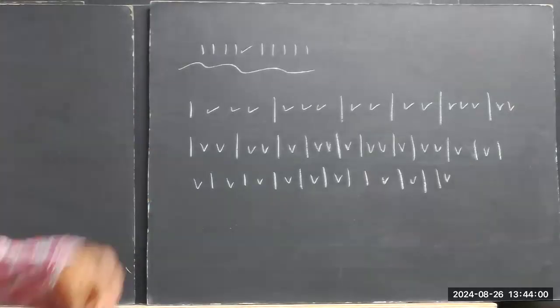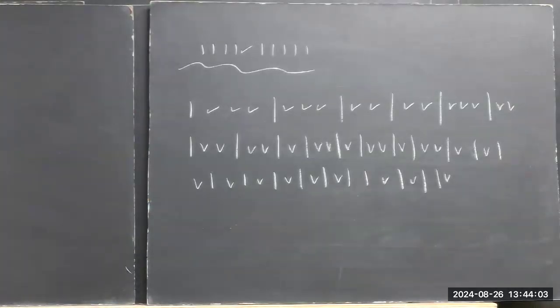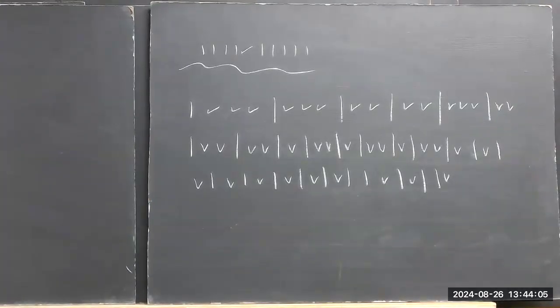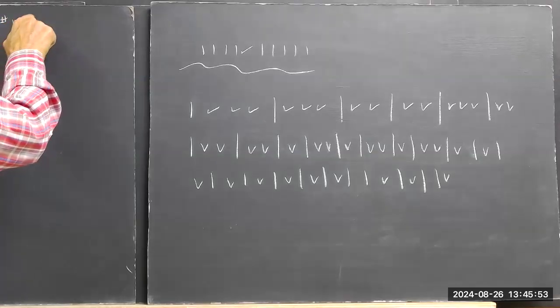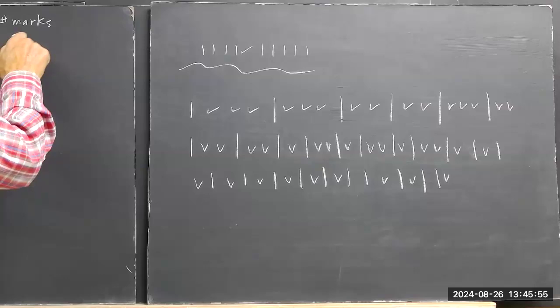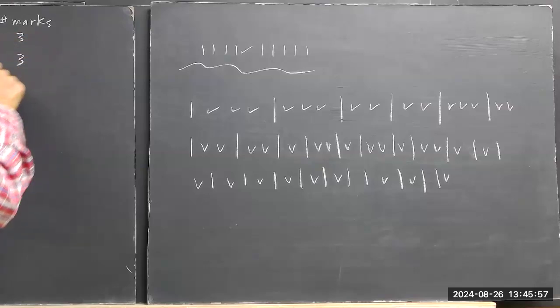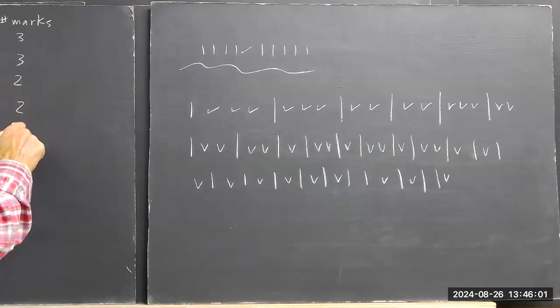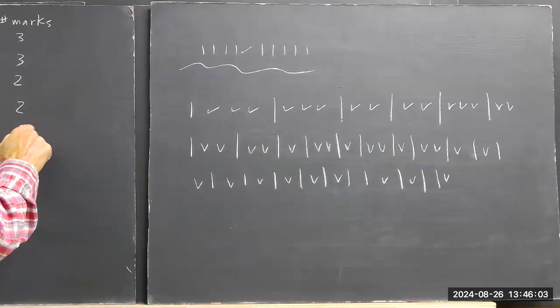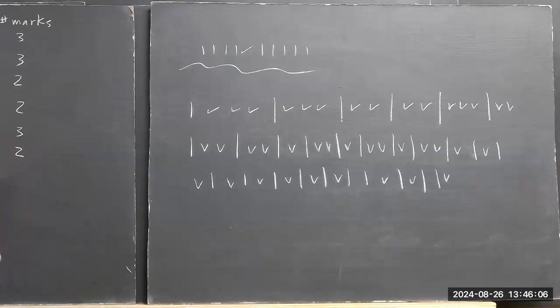Okay, how do we interpret this data? Let's talk about it for a minute. Okay, well, you can say observation one, number of marks, 3. Observation 2, 3 marks. Observation 3, 2 marks. Now there's a 3 and there's a 2. Is that possible?